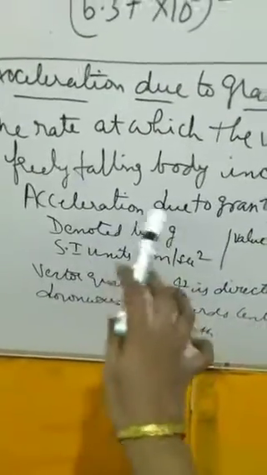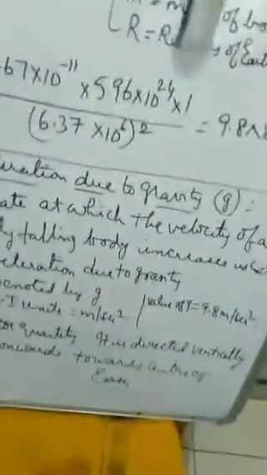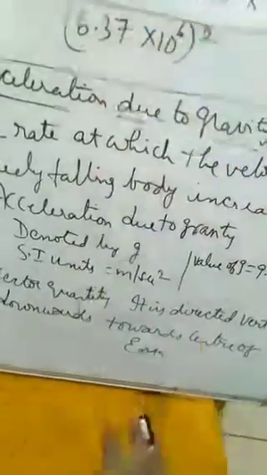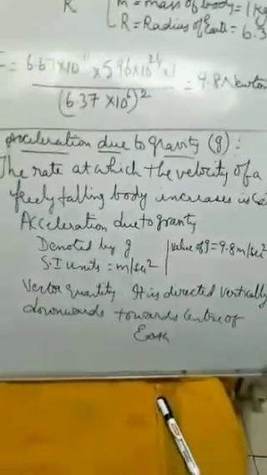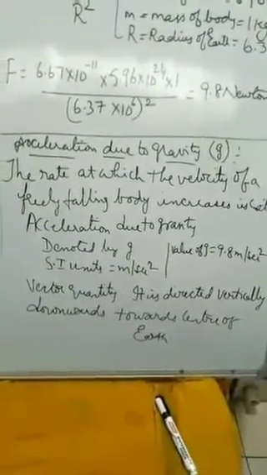And remember, this g is a vector quantity because it is directed vertically downwards towards the center of earth. So if I leave it, what happens? It will not go up, it will directly fall onto the ground. So this is about acceleration due to gravity.